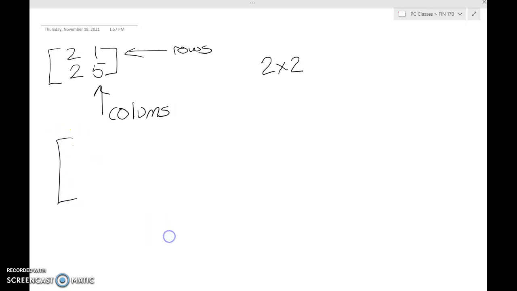This would be what we'd call a 3x1 matrix, because it has 3 rows, 1 column. So the row number always comes first.